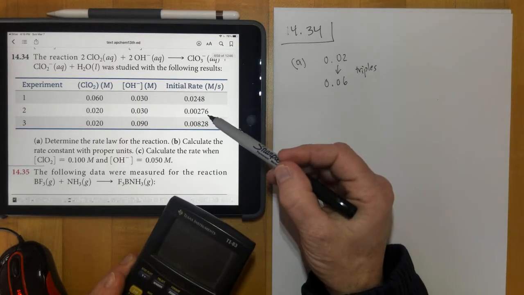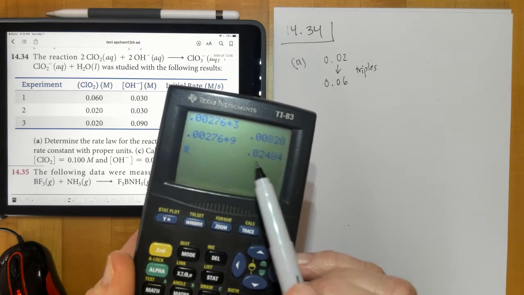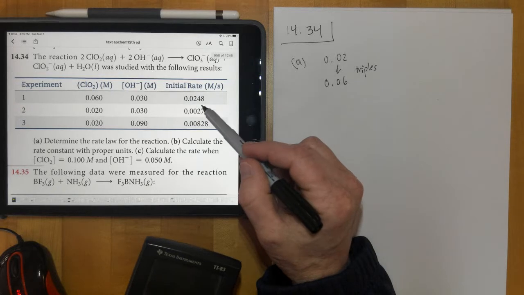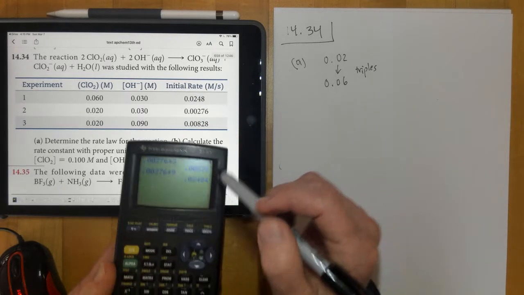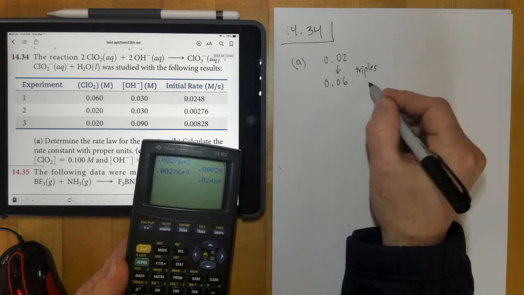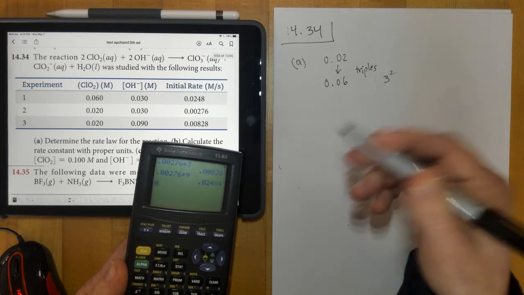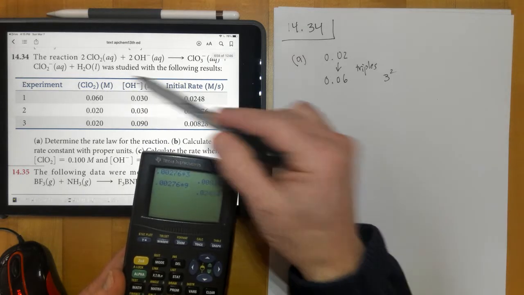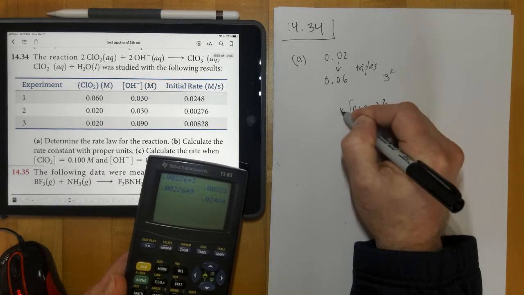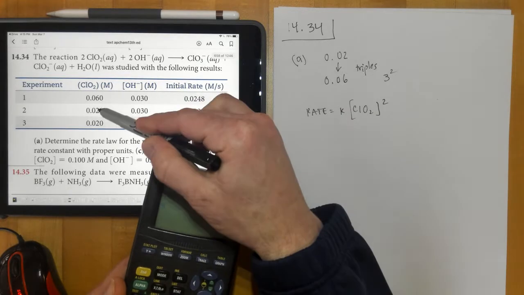And so if you take this 0.00276 and multiply it by 9, you can see you get 0.0248, which is 0.0248 right here. And so it increases by a square, a factor of 9. It doesn't triple, it goes by 3 to the second power. And so therefore the ClO2 must be to the second power. And so our rate expression would be rate is equal to k [ClO2]^2.